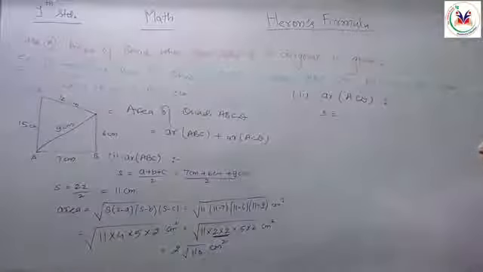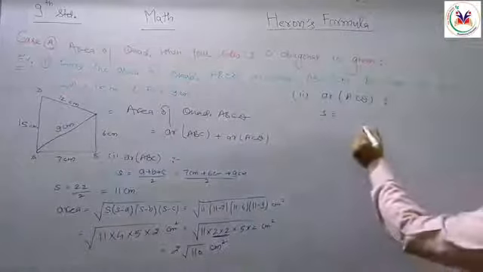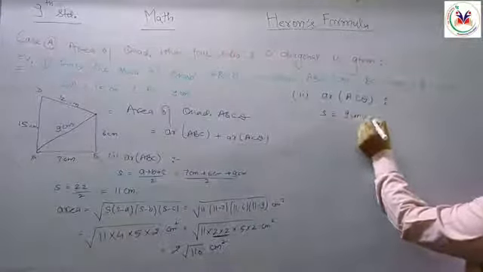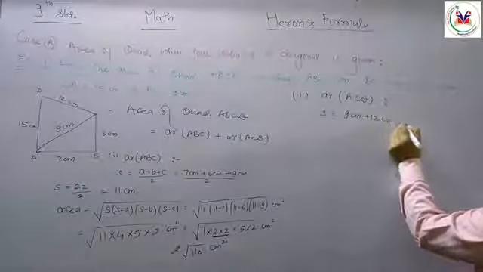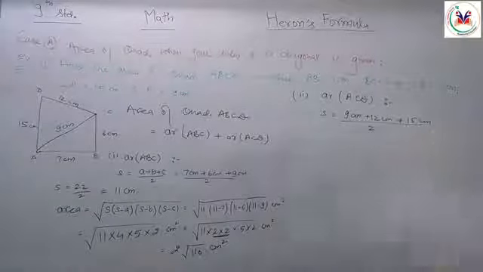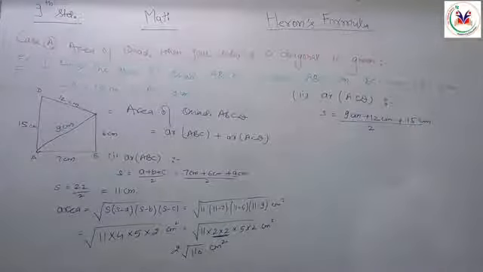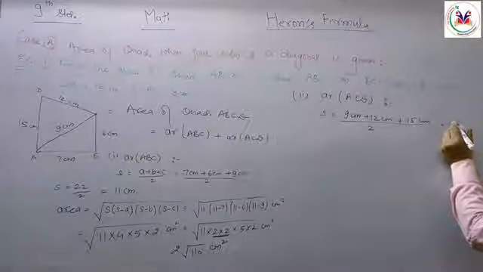So first of all, when we are going to calculate S, it will be 9 centimeter, 12 centimeter and 15 centimeter, divided by 2. Now 9 plus 12 is 21, plus 15, that will be 36.